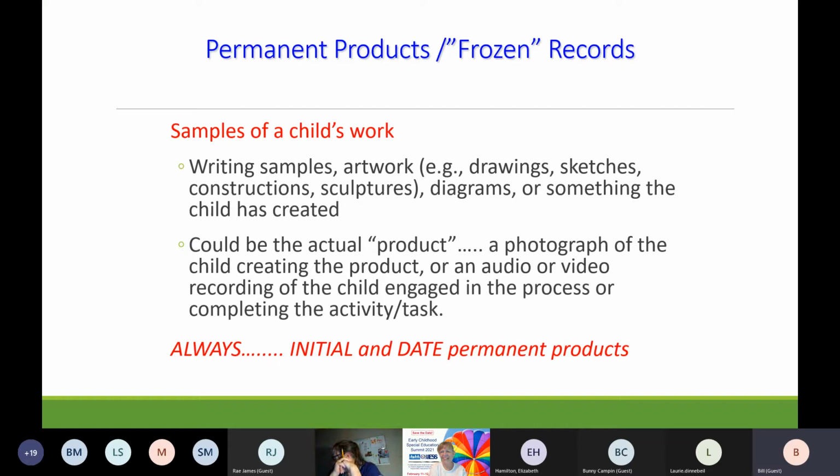It could be an actual audio or video recording of the child engaged in the process of completing a task or activity. Next slide, Lori.